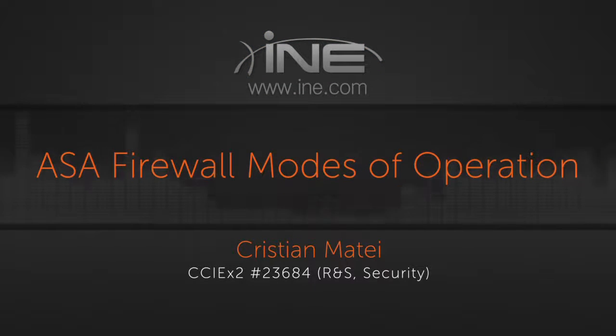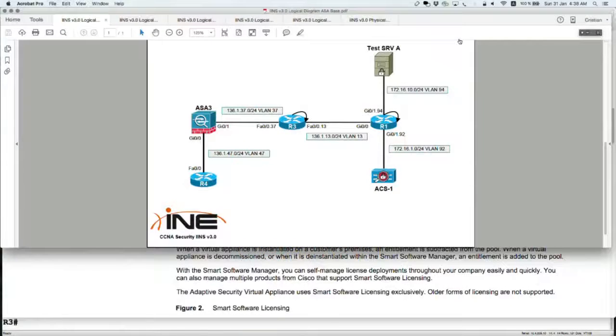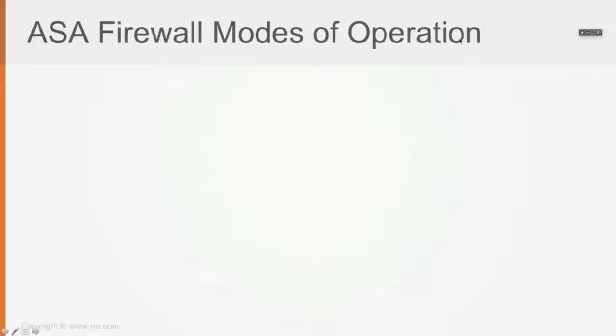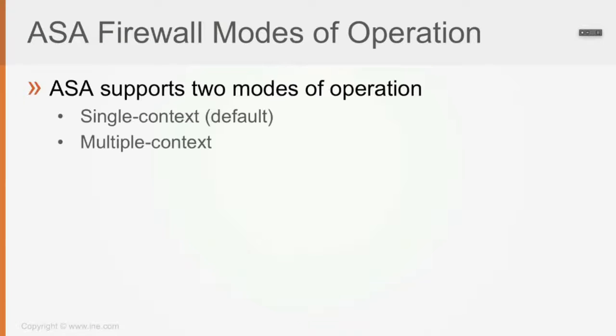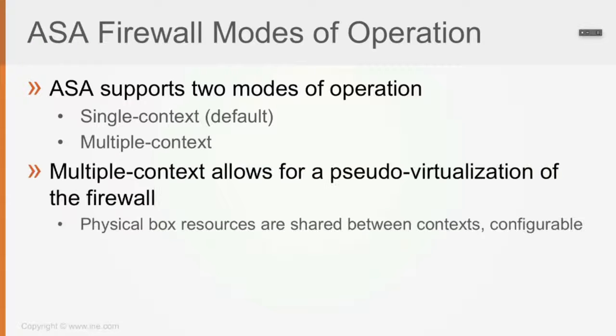Let's speak about the modes of operation. So those were modes of deployment: layer 2, layer 3 mode, router or transparent. By default, the ASA runs in a router mode. Now ASA supports two modes of operation. It's called single context, which is the default, and multiple context, which is user configurable.